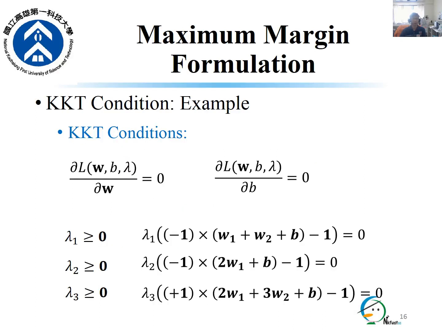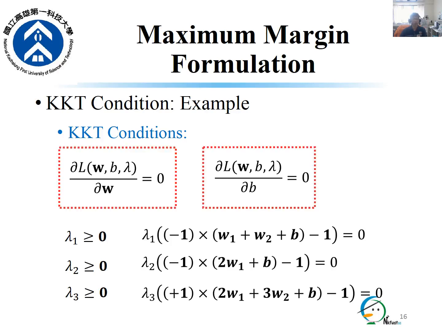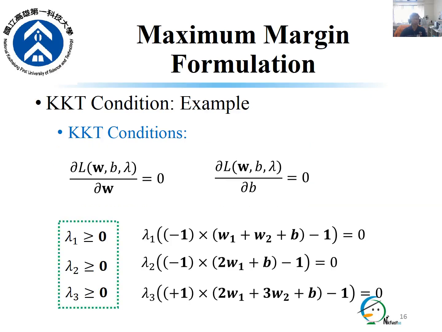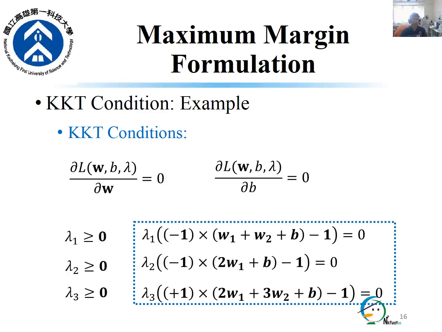Here shows the KKT conditions for the Lagrange function of the given example. The first 2 conditions are for the unknown variables W and B. The third part is for the 3 Lagrange multipliers lambda 1, lambda 2, and lambda 3. The last part includes the 3 conditions, each of which is for inequality condition of a training sample.